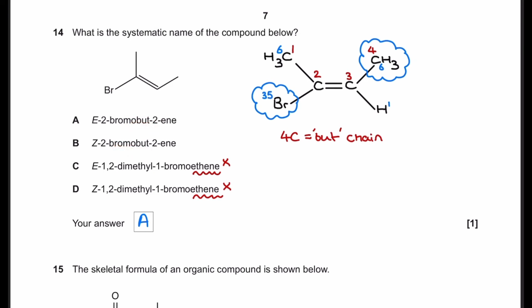Then what I've done is, for my carbons 2 and 3 just here, I've gone to each one at a time, and had a look where its high priority group is, using the Kahn-Ingold-Prelog rules of atomic number to assign priority, and that's going to help me determine whether I've got the E or the Z isomer. So I'm drawing out my double bond.